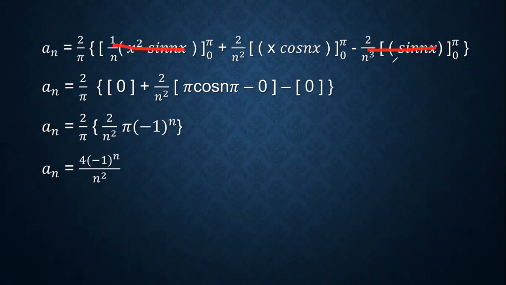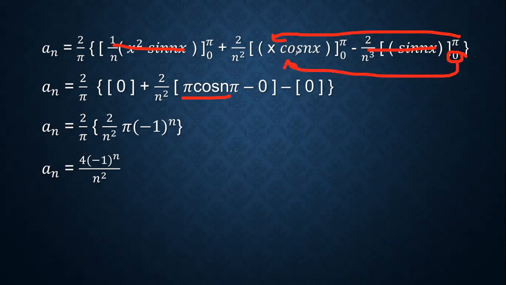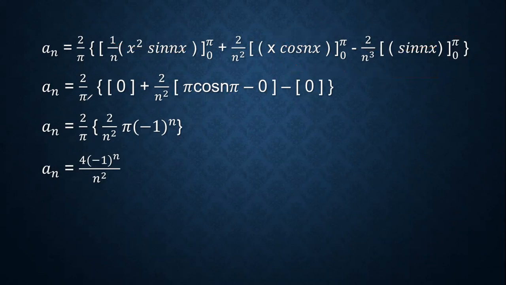And if you apply here 2 by n square into, if you apply the upper limit, pi into cos n pi, minus apply the lower limit, minus lower limit is 0 into cos n into 0. So here we have the x term. In place of x, if you substitute the lower limit 0, 0 into something, again you will get 0. So you will have only this one. So 2 by n square is kept the same, into pi here, so pi cos n pi value.